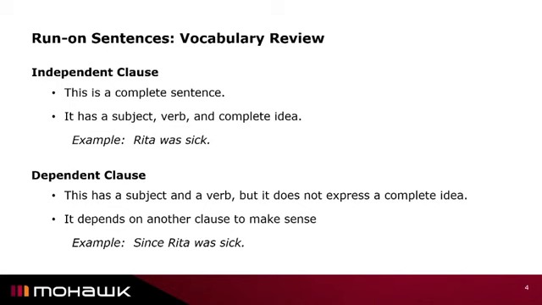Let's take a look at some vocabulary that's necessary to understand. An independent clause is another way to say a complete sentence. It has a subject, a verb, and a complete idea. For example, Rita was sick. That sentence has a subject, verb, and a complete idea, which means that it makes sense on its own.